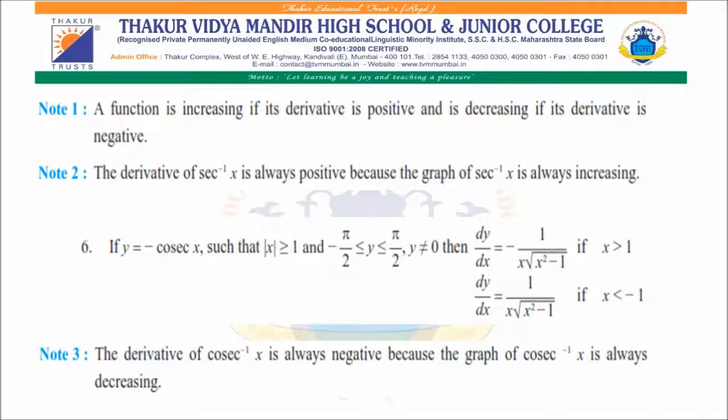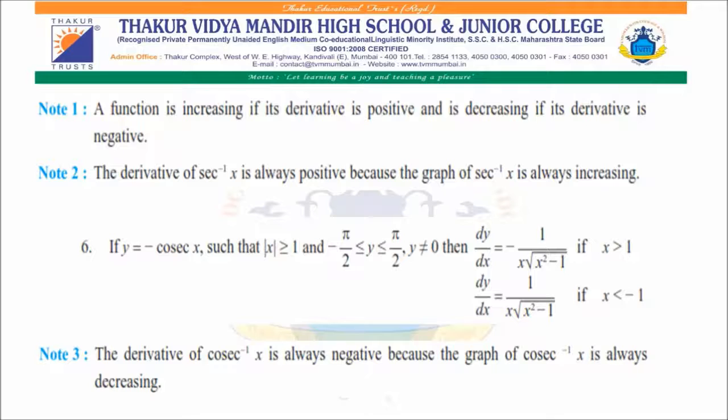Second note, the derivative of sec inverse x is always positive because the graph of sec inverse x is always increasing. So in the formula for y equals sec inverse x, we have to take the positive sign in it, that is dy by dx of sec inverse x is 1 upon x under root of x square minus 1. Therefore, see the 6th point.